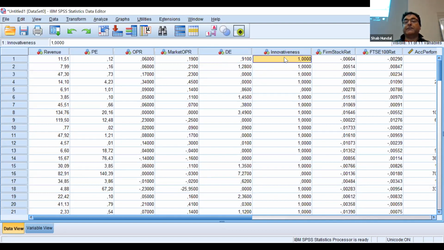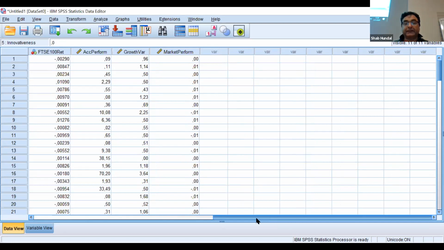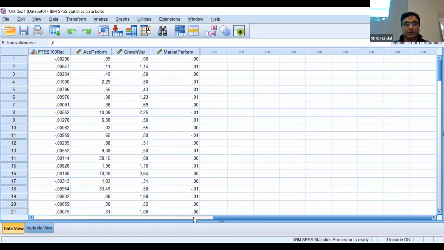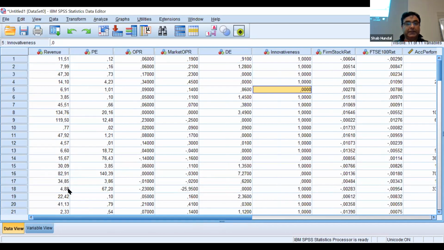Innovativeness, it's a binary variable. You can see the companies do innovativeness or they don't do any innovativeness. Which company is this? There should be one firm here. You can see it is firm number 5 doesn't do any innovativeness. And then we have the financial stock return, the firm stock return, the company's stock return.